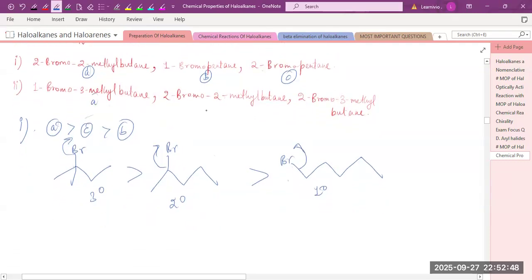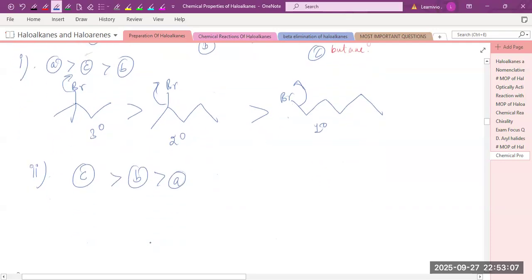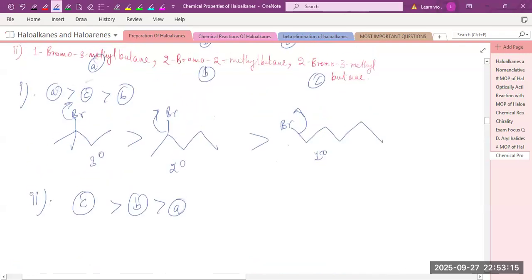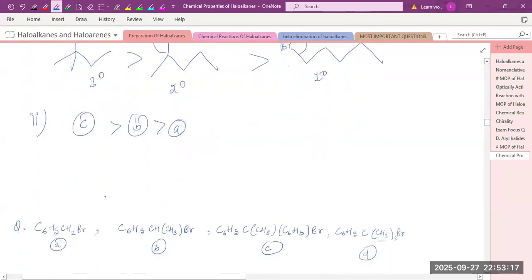Now similarly for the second one, if it is A, B, and C. Yes, Ali, tell me that. C, B, then A. According to you, it's C, then B, then A. So 1 bromo, 3. Okay, let's check it out. Is it correct or not? So you said C. So first, let's draw the structure of these three. 1 bromo, 3 methyl butane. So 1 bromo. On the first position, let's draw the bromine.